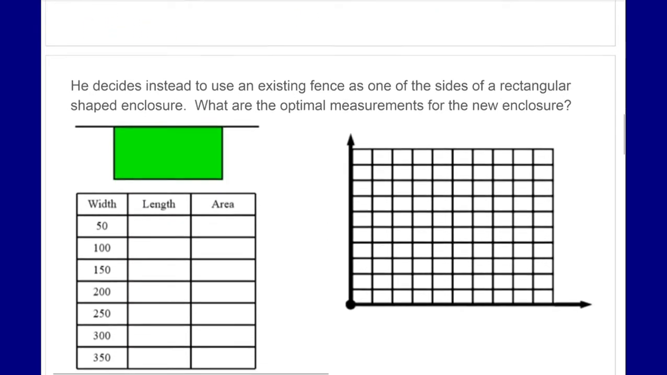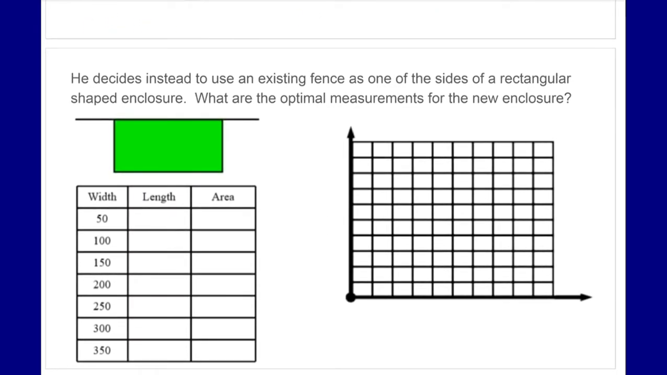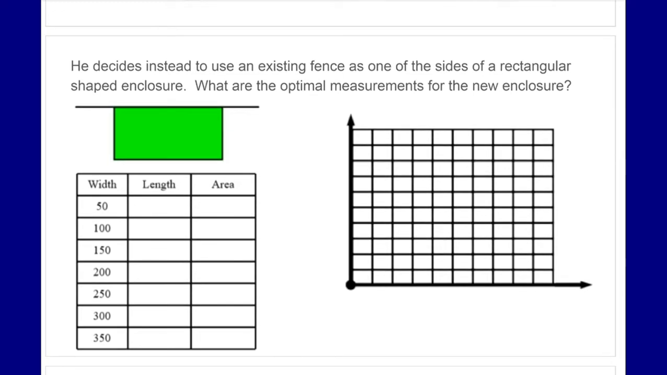So he decides instead to use an existing fence as one of the sides of a rectangular shaped enclosure. So he already has an enclosure there. He wants to just add on to that and use his 800 meters to build 3 sides. What optimal measurements would work for the new enclosure? Well, we have our dimensions here. This side is already used, so we don't need to worry about this side. We just need to focus on the other remaining sides.